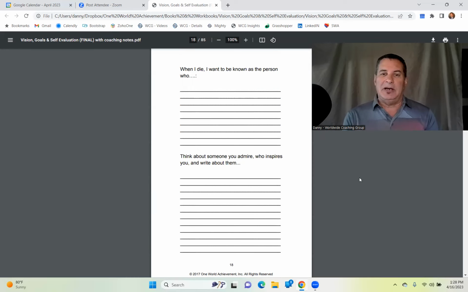And then the next one is think about someone you admire who inspires you and write about them. This is a great way to take the focus now off of ourselves and think about somebody else. But what happens is we normally admire in other people the attributes that we really want to see in ourselves. And so think about maybe a best friend, maybe think about a boss, a mentor, a coach, someone that you look up to, a minister, a pastor, a family member, whatever that might be. Think about someone you admire and they inspire you, and then write about them.